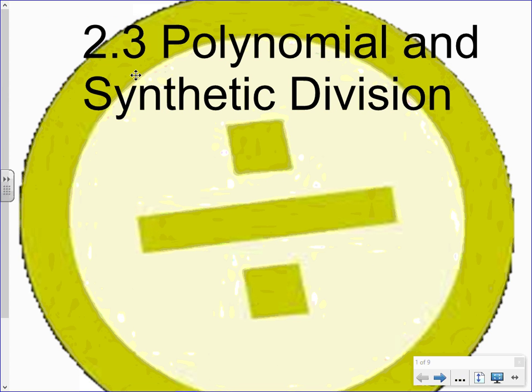So synthetic division, we have to have a linear divisor. In long division, we have no restrictions. Now, let's talk about, in general, what things are called.